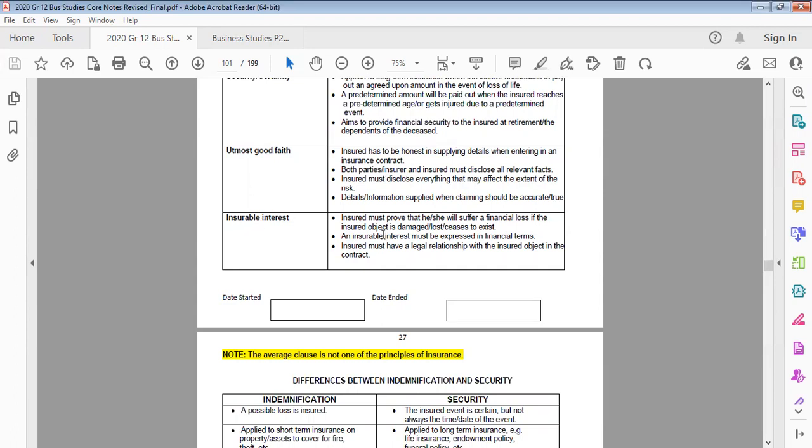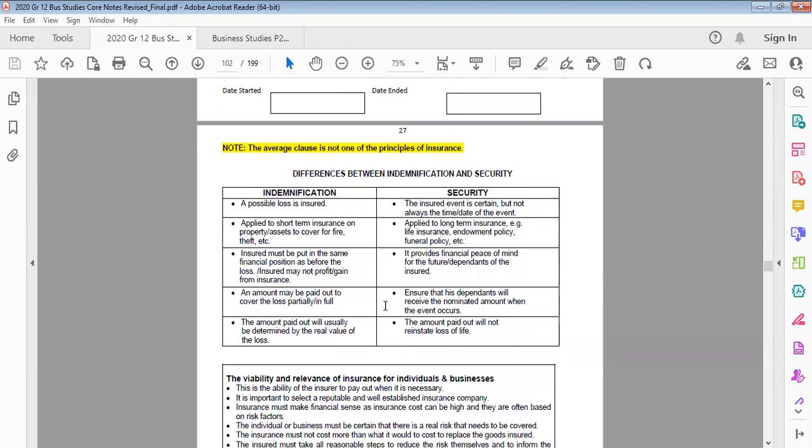Okay. Insurable interest: you must prove that you will suffer financial loss if the insured object is damaged or ceases to exist. Okay. You must basically be able to say, listen here, this asset of mine is 80,000 Rand. This is the amount of capital that I have. If this car doesn't work for me, then I will be 80,000 Rand in debt. And I need that 80,000 Rand from the insurance to cover that loss. Okay, so for insurable interest, there must be evidence that you will suffer a financial loss. Okay, good stuff.